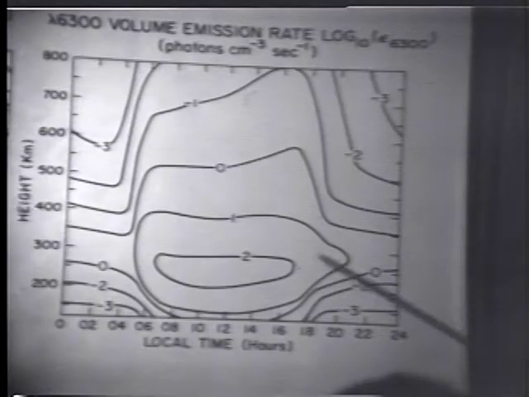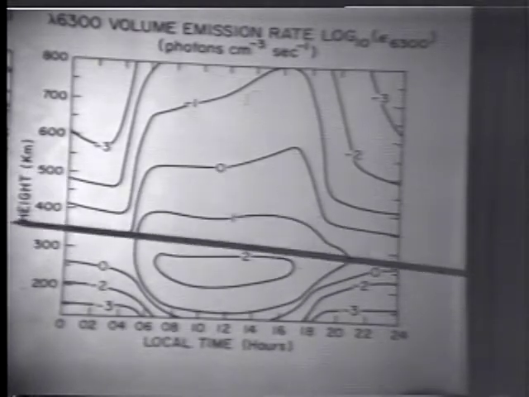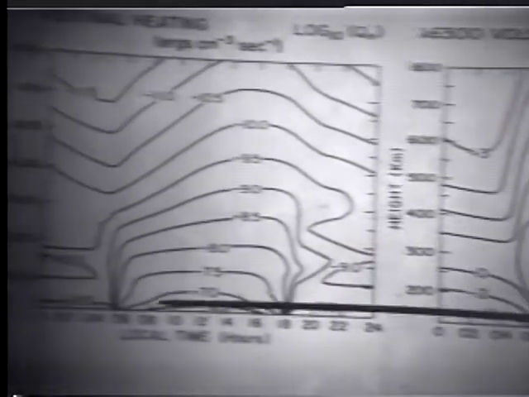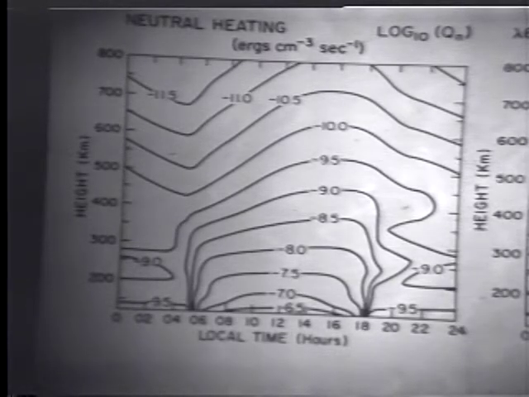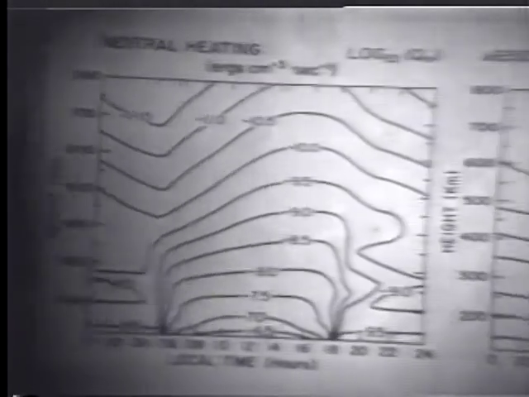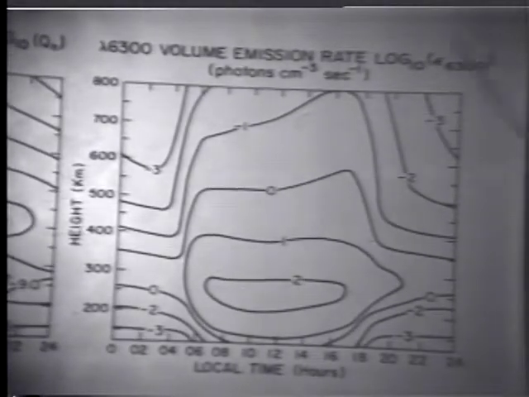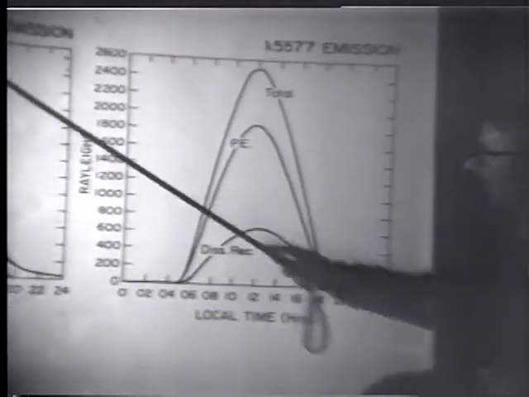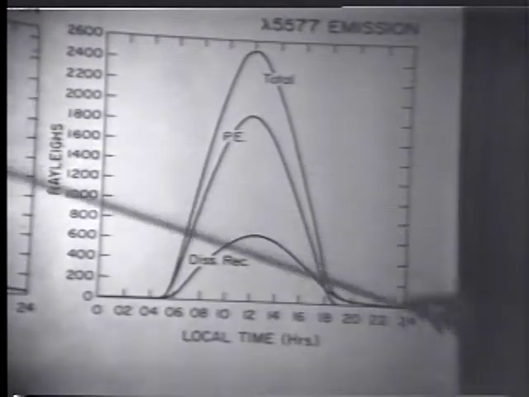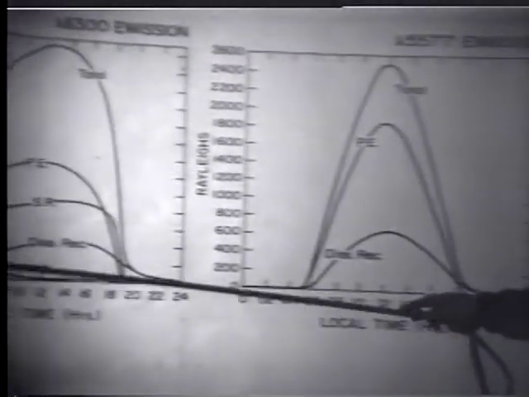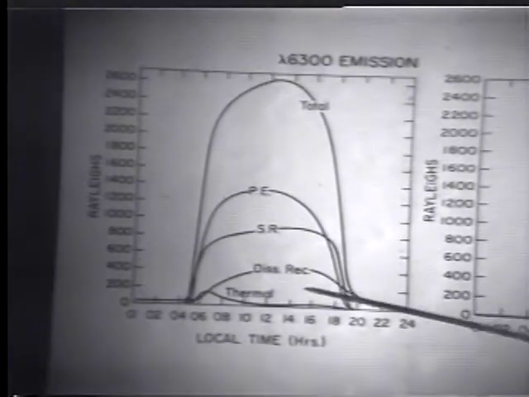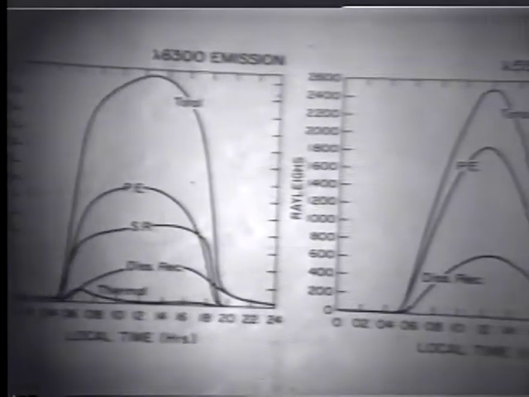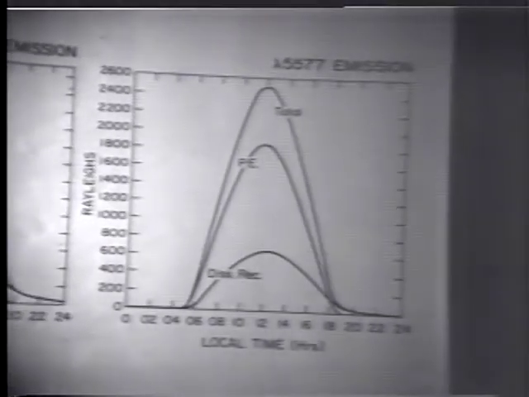Some of the output that one can get out is the calculated neutral gas heating function. Basically it includes effects from solar Schumann-Runge heating and photoelectron heating. And also one can calculate the lambda 6300 volume emission rate of the airglow. The next slide shows the relative contribution as a function of time. Airglow 6300 in Rayleigh, the total, the contribution due to photoelectron excitation, the contribution due to Schumann-Runge, dissociative recombination, and thermal. So all these can be dissected in the model. And here we show the 5577 emission.